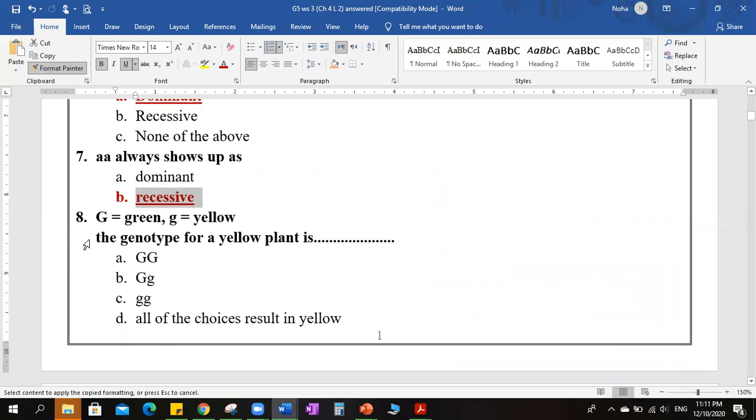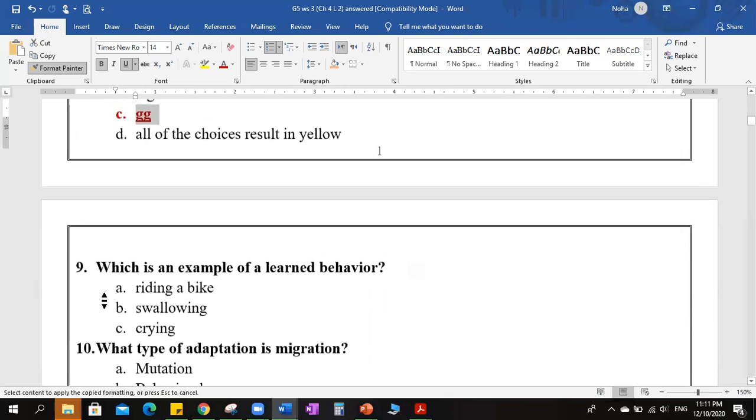Number 8, it says the G capital represents green and G small represents yellow. So you guys know that the small letter represents the recessive trait. That's right. So the genotype for a yellow plant, that means the yellow plant will carry which factors? That's right, will carry both recessive traits.